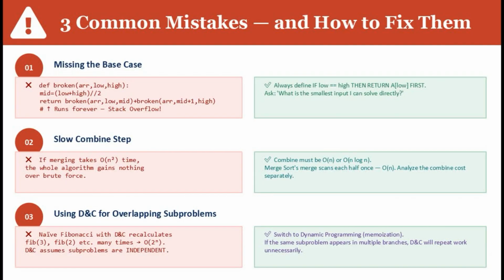That turns an O of n problem into O of 2 to the n. Divide and conquer assumes subproblems are independent. When they are not, switch to dynamic programming, which remembers past answers.